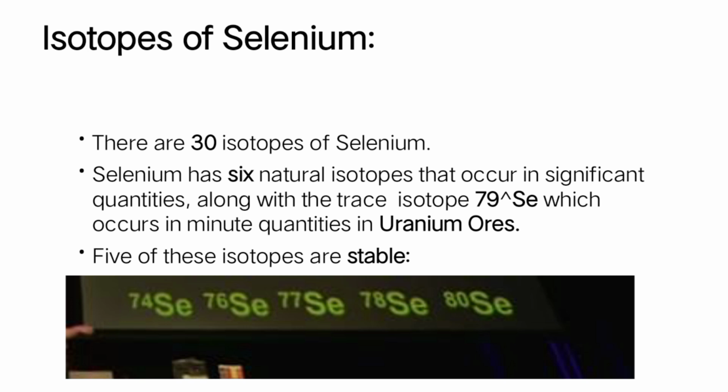Isotopes of selenium. There are 30 isotopes of selenium. Selenium has 6 natural isotopes that occur in significant quantities, along with the trace isotope selenium-79, which occurs in minute quantities in uranium ores. 5 of these isotopes are stable: selenium-74, selenium-76, selenium-77, selenium-78, and selenium-80.